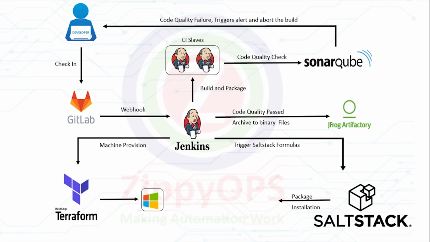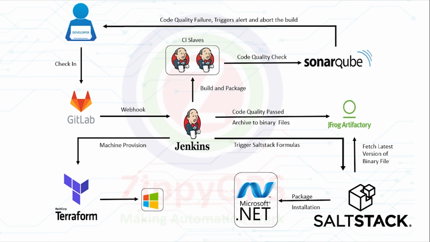Download and install .NET. Download, install and configure IIS, that is, Internet Information Services. Pull the package from JFrog, unzip the package, and deploy it in IIS web server. Finally, the .NET application will be deployed into the Windows server. Let's see the pipeline in action.